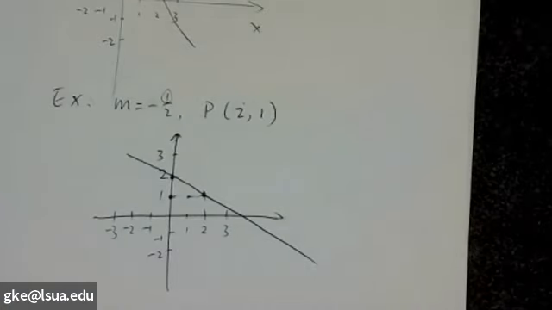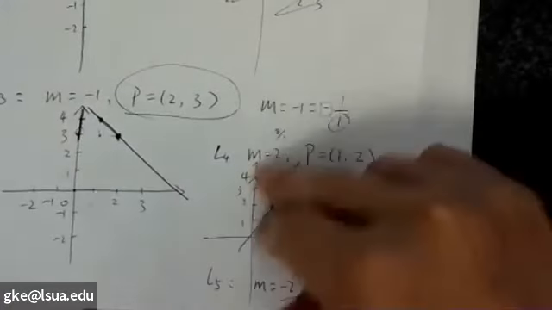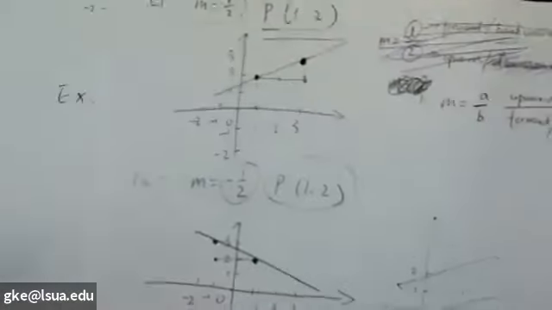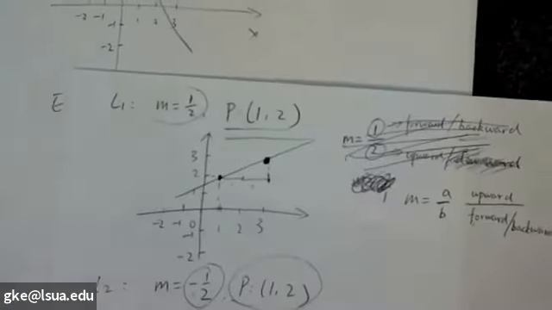That's the last example. Some of you guys already noticed. If the slope is negative, the line always goes like that, goes down. If the slope is positive, the line always goes up like that. Okay. So that's another important property of the slope.